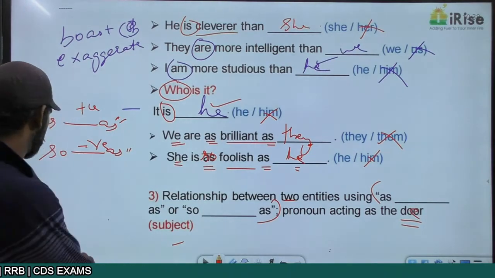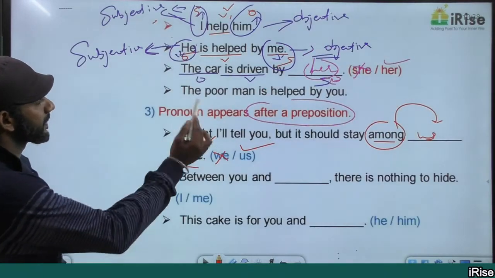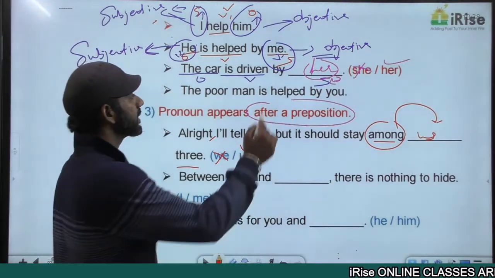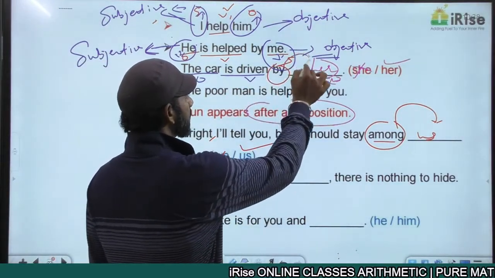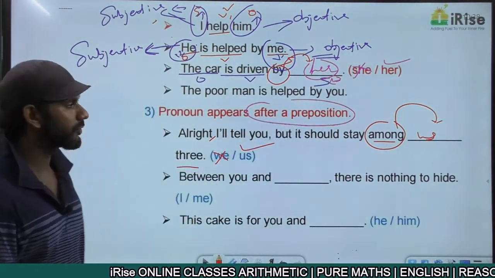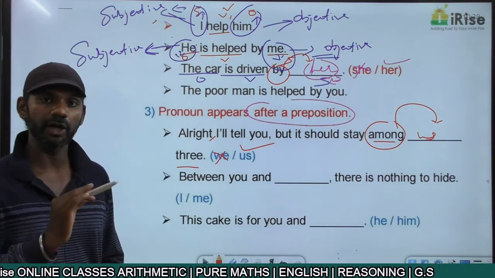One more I gave somewhere here. Yeah. The car is driven by her. By is a preposition. The pronoun is coming after it. It must be in the objective form. I said her is objective here and not possessive.